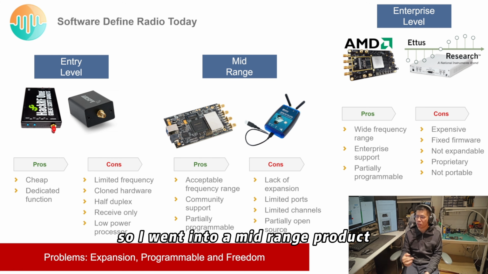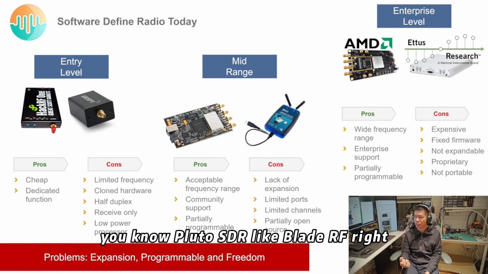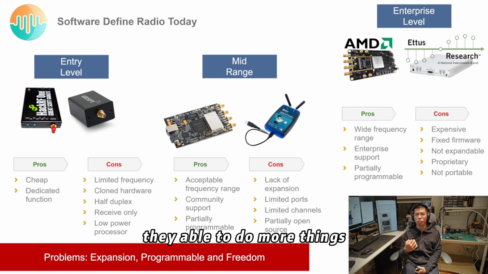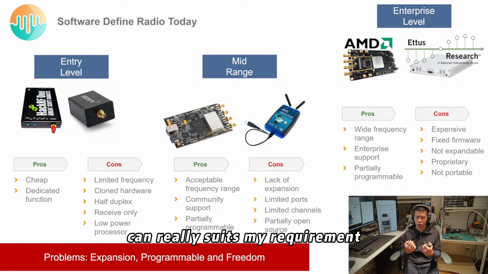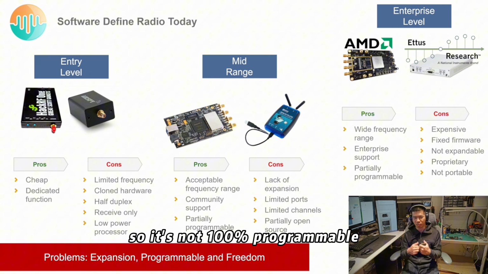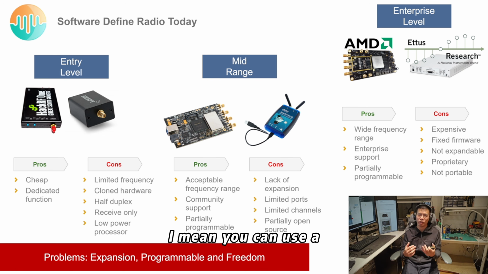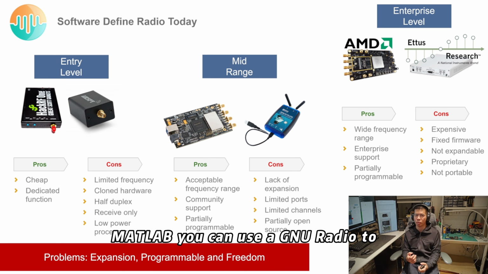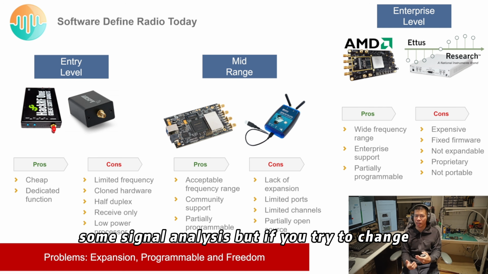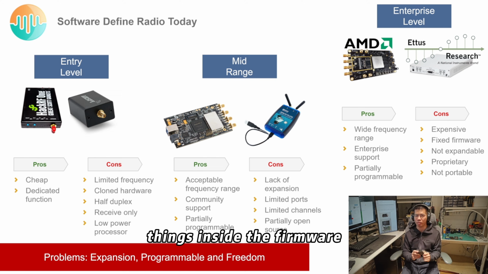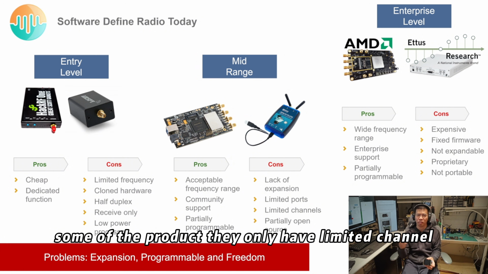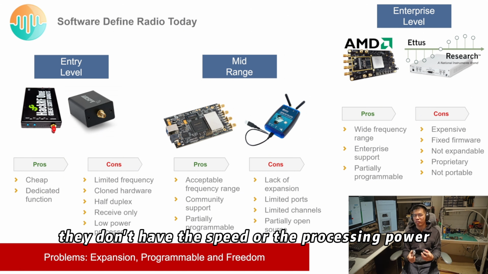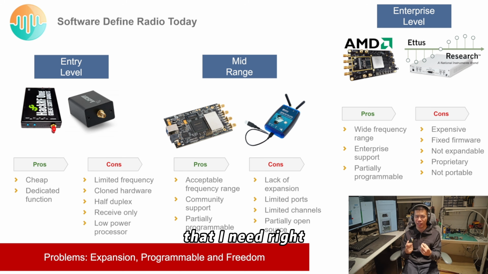So I went into mid-range products, like PlutoSDR, like BladeRF, right? They are able to do more things. They have a slightly more powerful processor in there, but there are things that can't really suit my requirements. It's not 100% programmable. I mean, you can use MATLAB, you can use GNU Radio to automate some signal analysis, but if you try to change things inside the firmware, you just can't do it, right? And then some of the products only have limited channels. They don't have the speed or the processing power that I need, right?